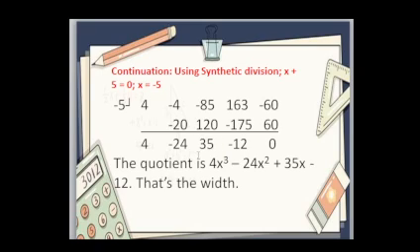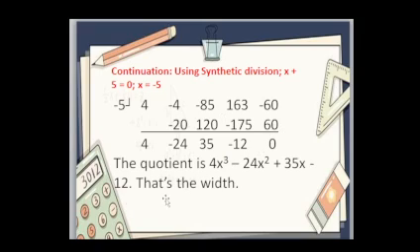And 35 times negative 5 is negative 175. And 163 plus negative 175 is negative 12. And negative 12 times negative 5 is positive 60. And negative 60 plus positive 60 is 0. Our remainder here is 0.